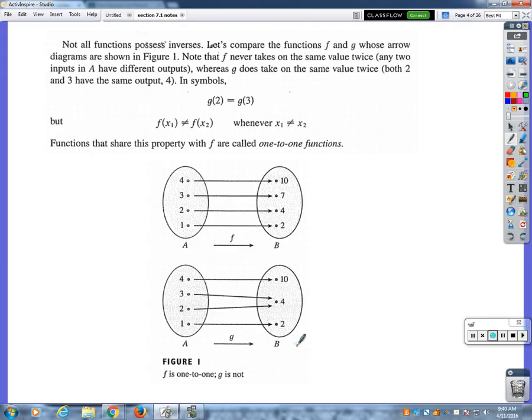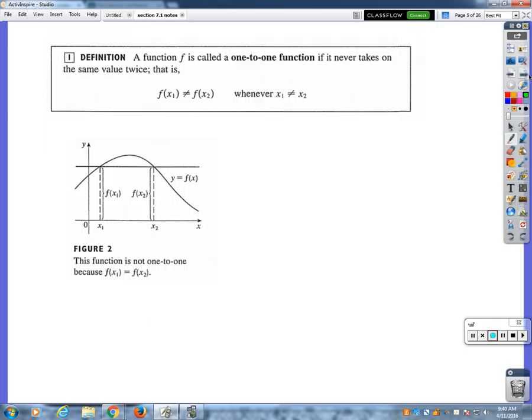Okay? Functions that have inverses are called one-to-one because every one of these arrows goes to one individual point. Functions that don't have inverses are called not one-to-one. It's not like 2-to-2 or 1-to-2. So here's our little definition. You probably don't have to write this down. A function f is called a one-to-one function if it never takes on the same value twice.